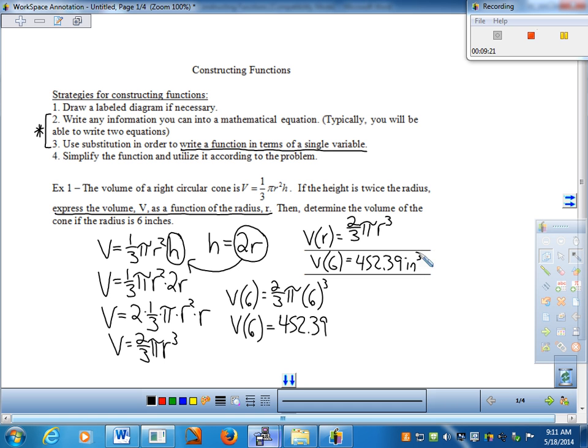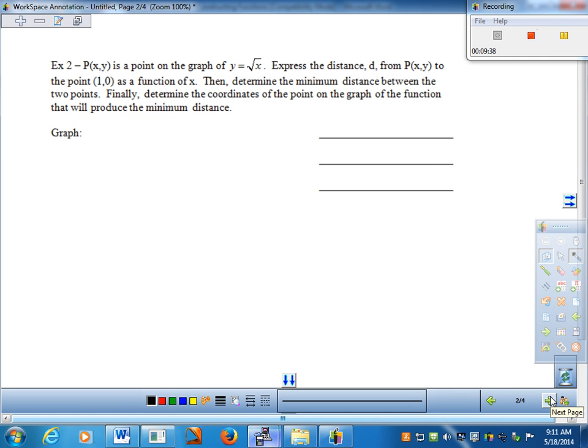Excellent. So just a nice way to ease into the fact that we've got 2 equations, and we use substitution to write one equation in terms of a single variable, v in terms of r. Let's go get example 2.